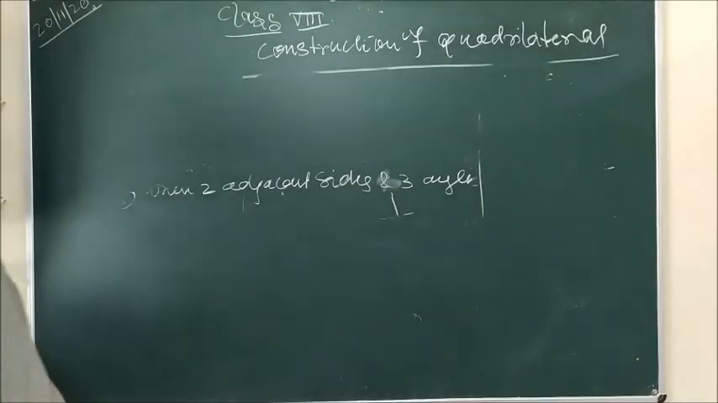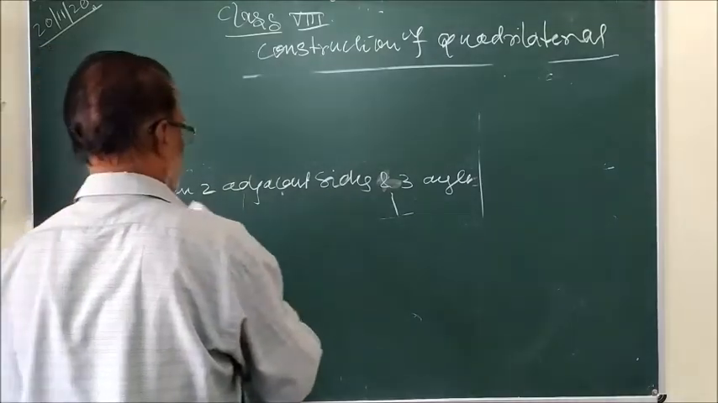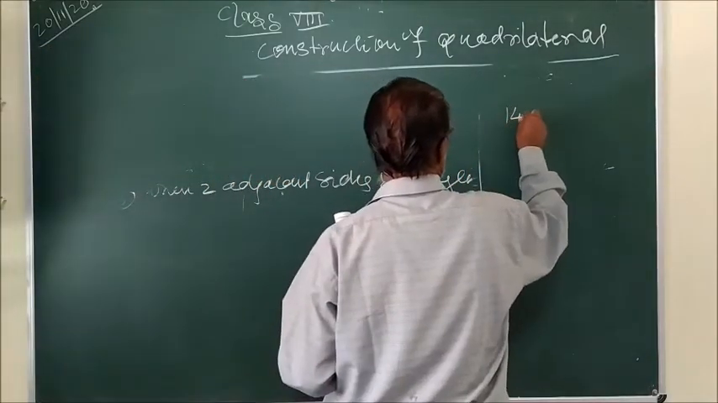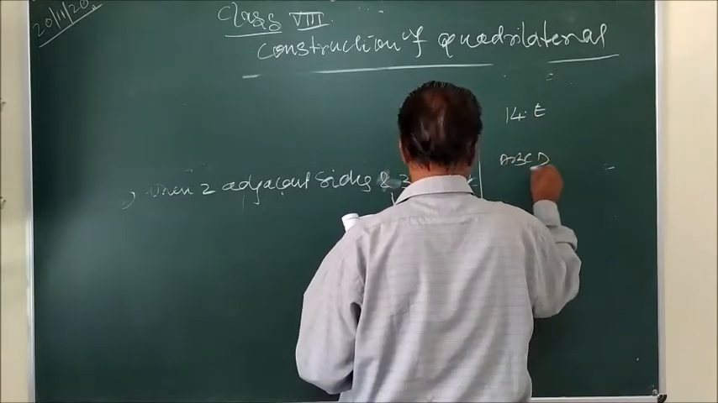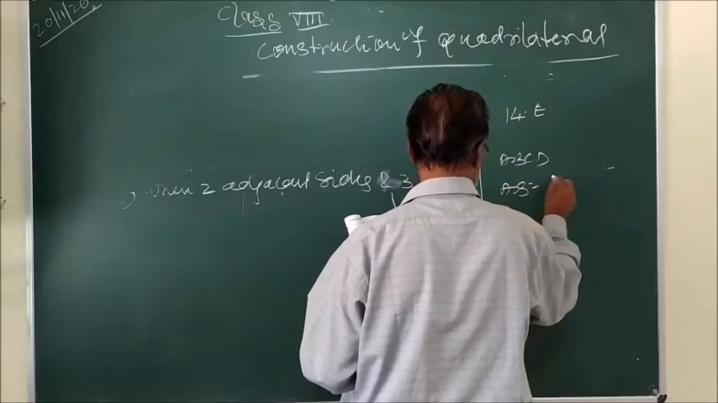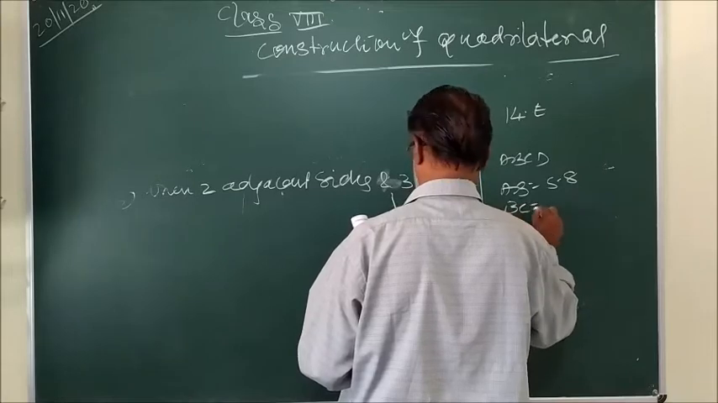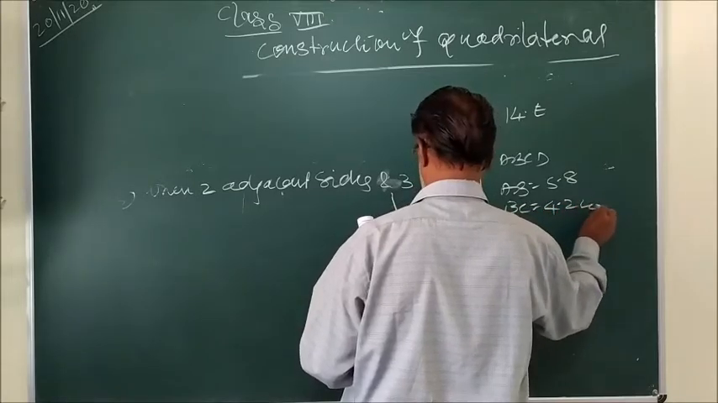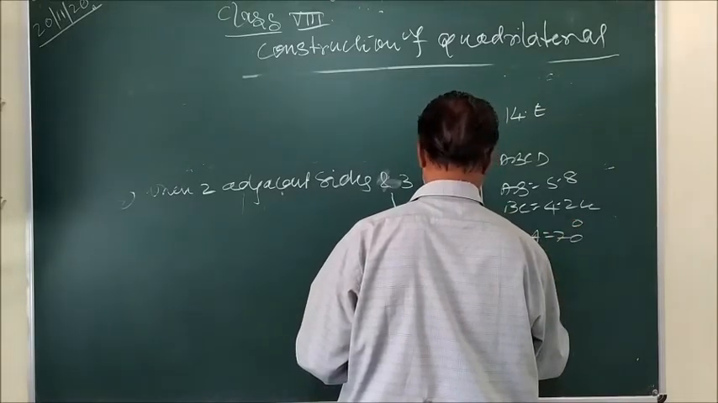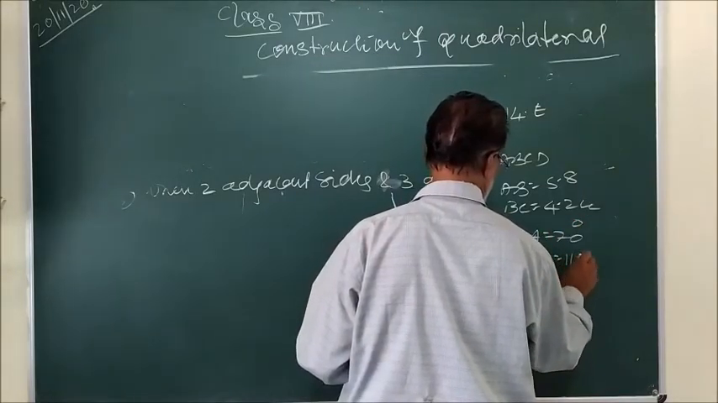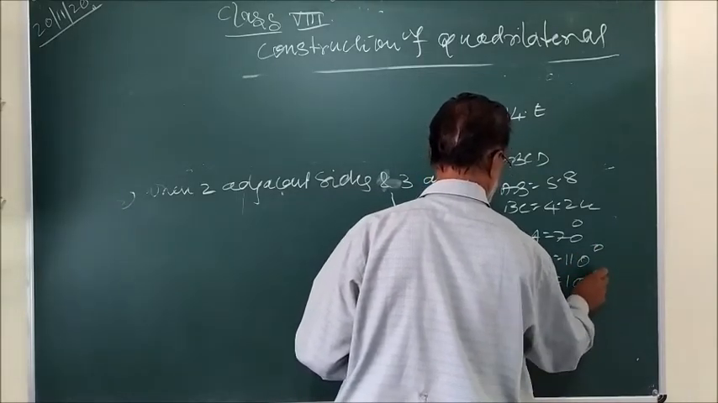Now you see two adjacent sides and three angles. This is exercise 14.E. ABCD is a quadrilateral, AB is 5.8 cm and BC is 4.2 cm, two sides, and angle A is 70 degrees, angle B 110 degrees, and angle C 105 degrees.